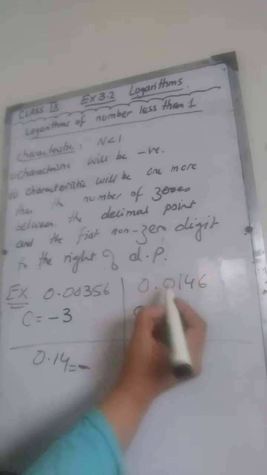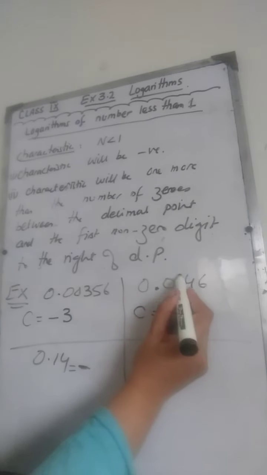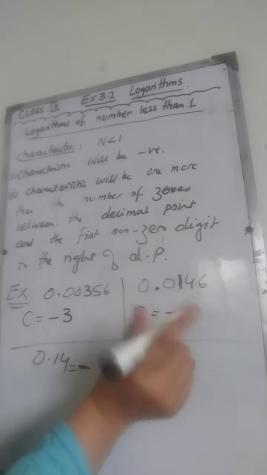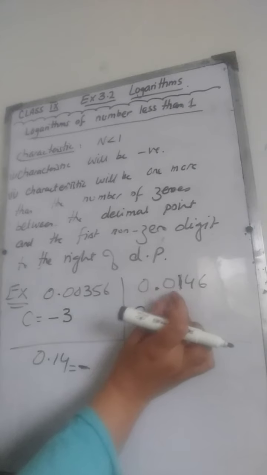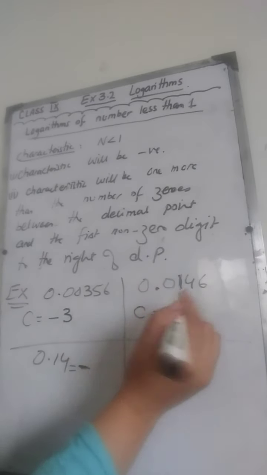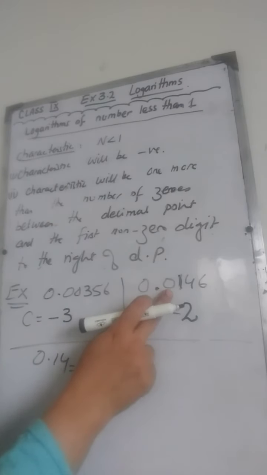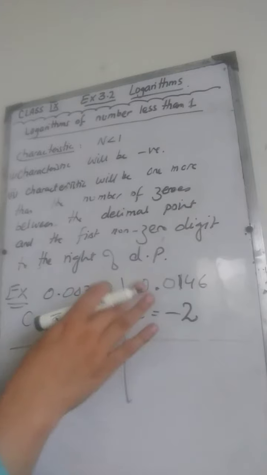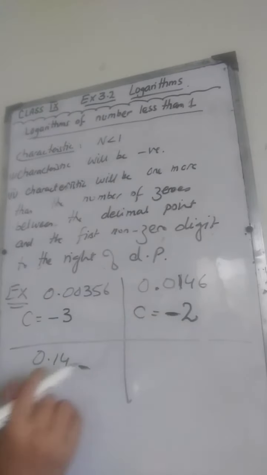Now suppose we have the number 0.0146 here. The decimal point is here, and the first non-zero digit is 1. The zeros between the decimal point and the digit 1: there is 1 zero, so the characteristic will be 2. If there were 3 zeros, then we would put 4 over here. We just add one to the number of zeros and add a negative sign to that.